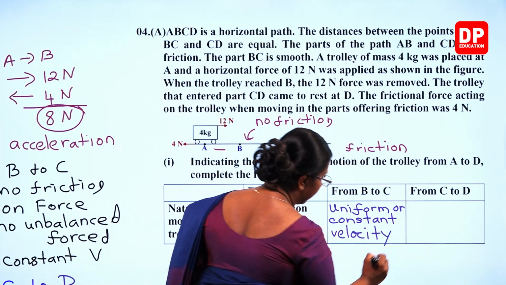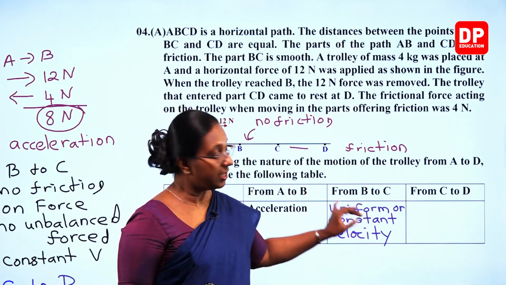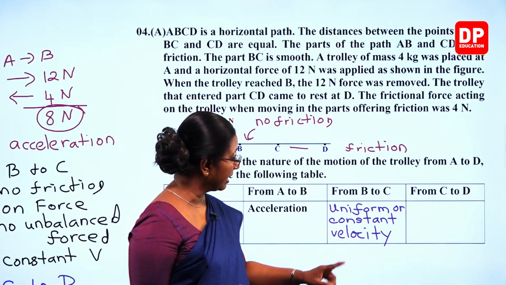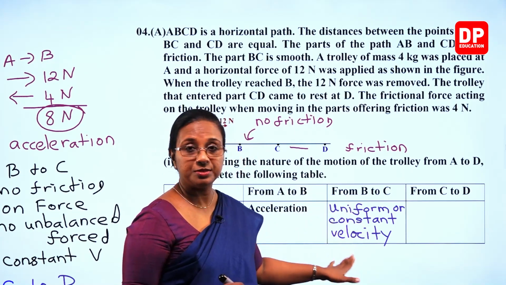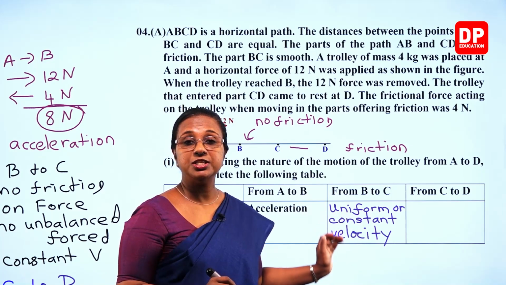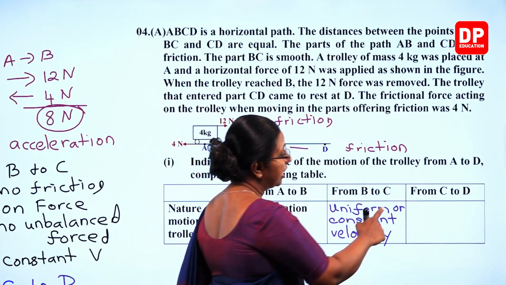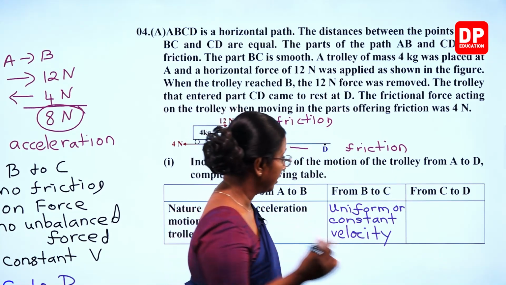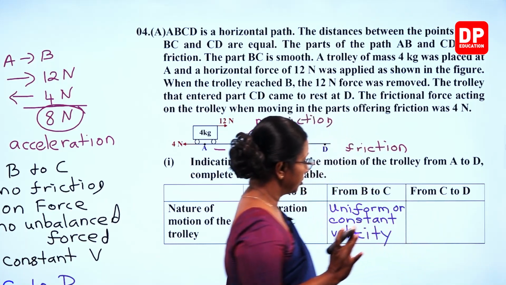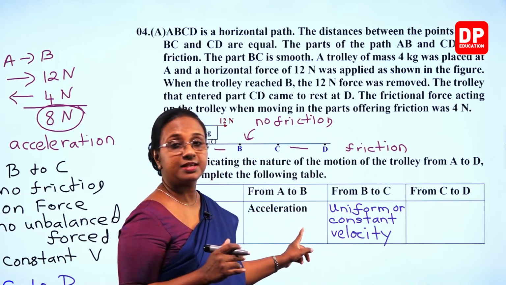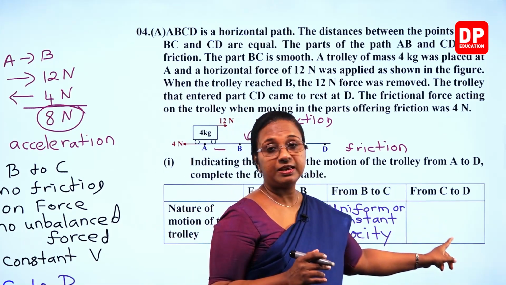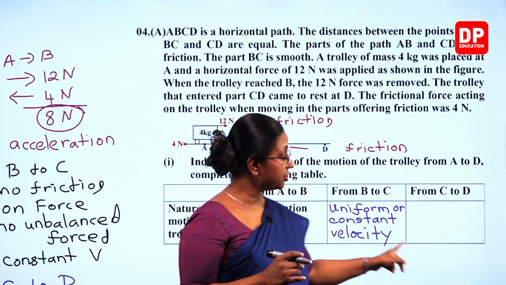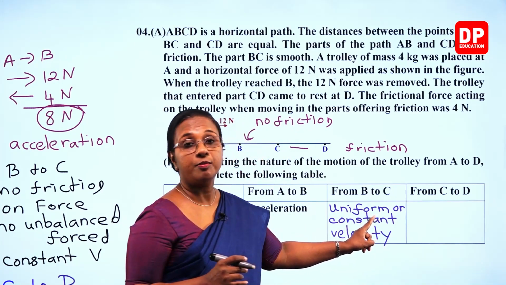Uniform or constant velocity. Now again students, normally you need to write only one answer. So this box would be more than enough for y'all, but here I am writing the possible terms. So uniform velocity or constant velocity. Then from C to D, we said it's going to be deceleration. So here also the term uniform is not necessary. Here they have given acceleration. So the same way here we can write deceleration. You don't have to say uniform deceleration, but here the term uniform is important.